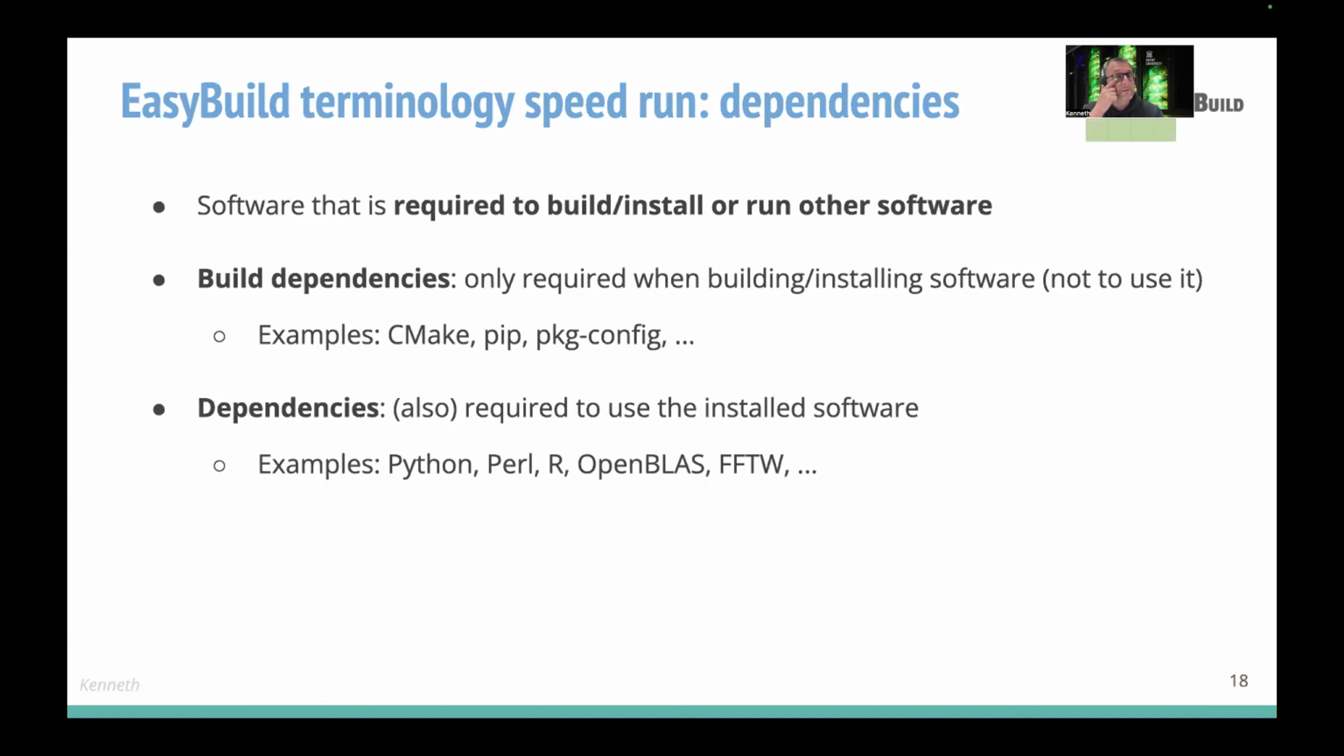Dependencies is a well-known concept. In EasyBuild, we discriminate between two types of dependencies, two types of software packages that are required for something else. Build dependencies are only required when installing something. So CMake or pip is a typical example of that. As soon as the software is installed, you don't need CMake anymore itself to use that software. But regular dependencies or runtime dependencies are ones that you actually also need when using the software that's being installed. So OpenBLAS, the library for linear algebra routines, is a typical example of that.